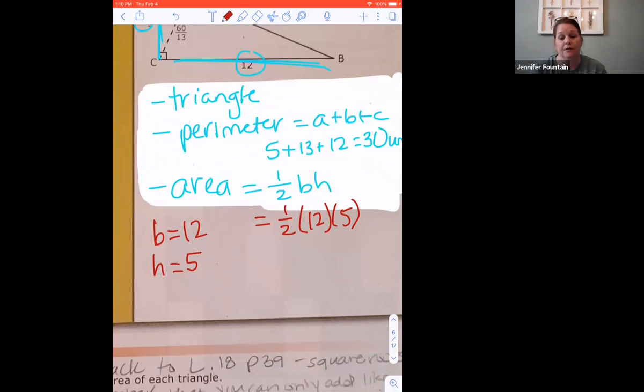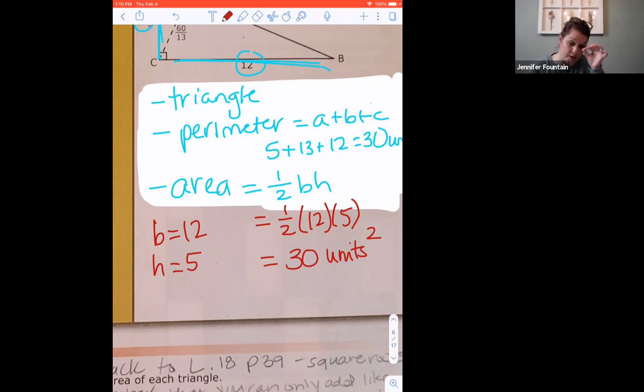Now, I can either multiply 12 times 5 and divide by 2, or I can take half of 12 and then multiply that by 5. And so half of 12 is 6, so 6 times 5 is 30. And again, we'll call that 30 units squared. Okay? It does not matter what I multiply together first.